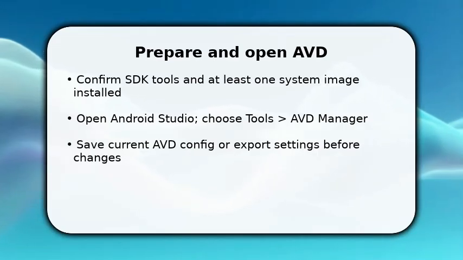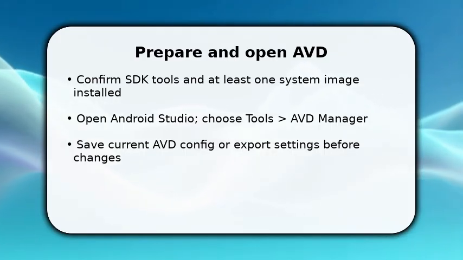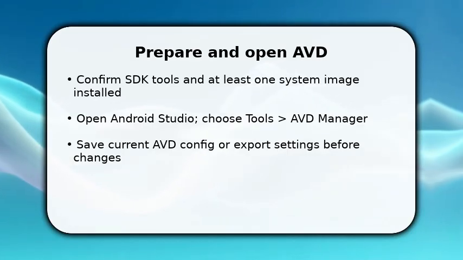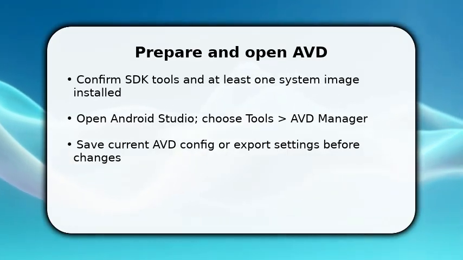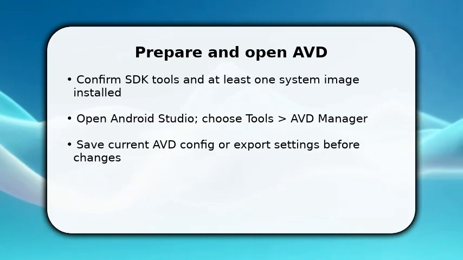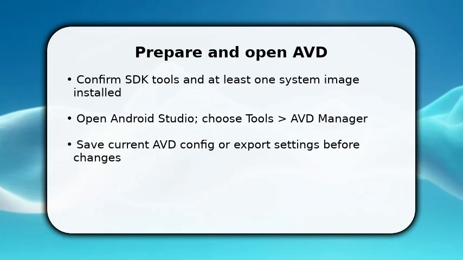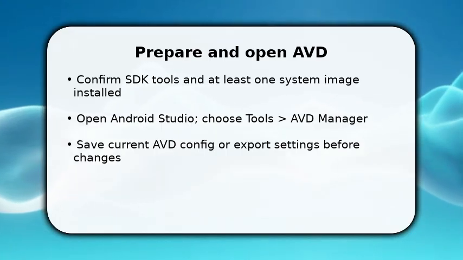You're starting by confirming prerequisites: the Android SDK, platform tools, and at least one system image. Once done, open Android Studio and go straight to Tools, then AVD Manager. You should export or note any custom AVD settings now so you can restore them if needed. Make sure the project config won't auto-launch a different emulator.